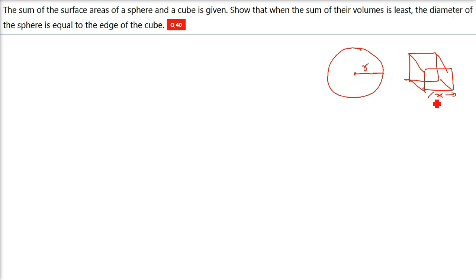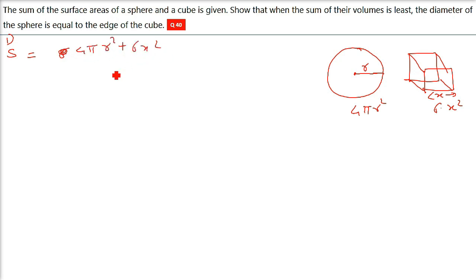R is the radius of the sphere. X is the side or edge of the cube. I am not writing any let or imagine. This I have shown you in the diagram itself. S is the surface area. The surface area of the sphere is 4 pi r square. What is the surface area here? It's 6 into edge square or side square, 6x square. So the surface area becomes 4 pi r square plus 6x square.